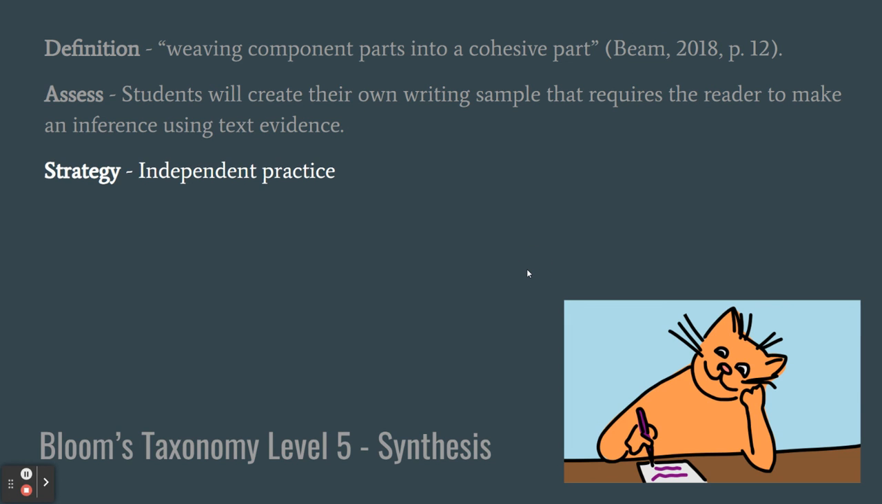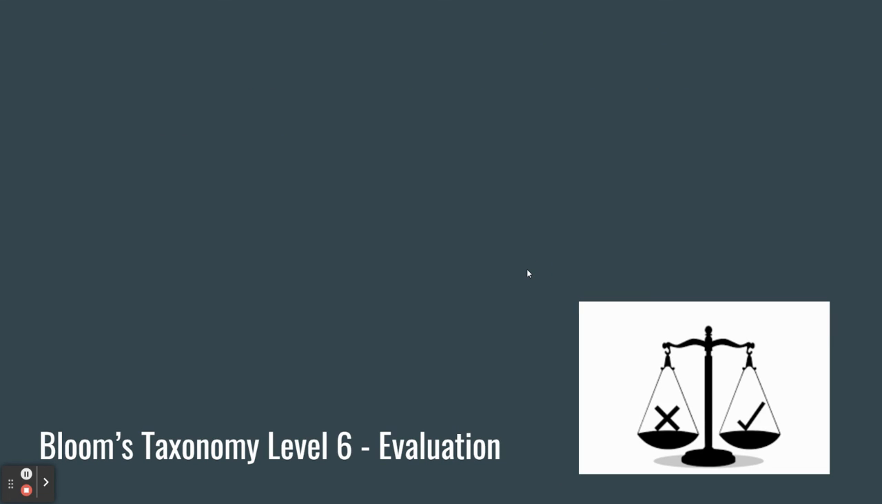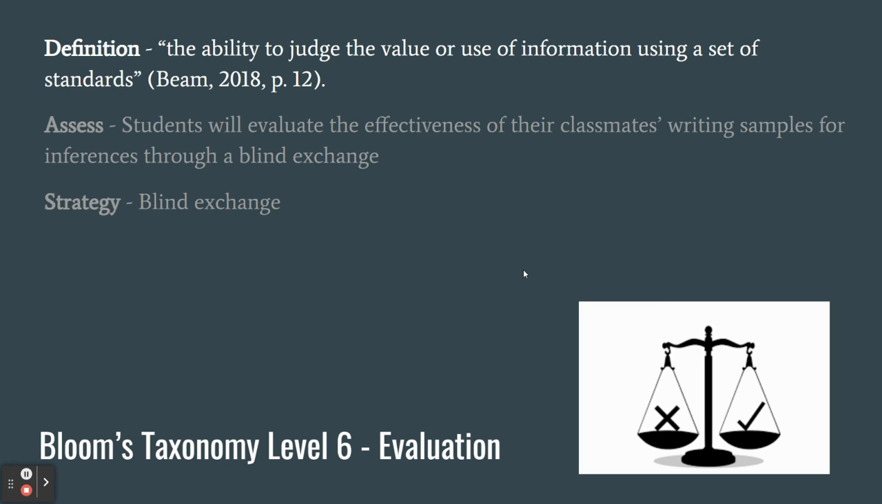And the strategy that I would use with this would be independent practice. This would be each individual student writing their own sample on their own, so it would be completely original work. And then I would use what they've created to lead us into the 6th and final level of Bloom's taxonomy, which is evaluation. This is the very tip top of the pyramid, the hardest level, the highest level of critical thinking out of all of these 6 levels.